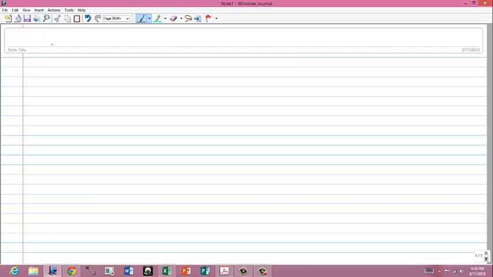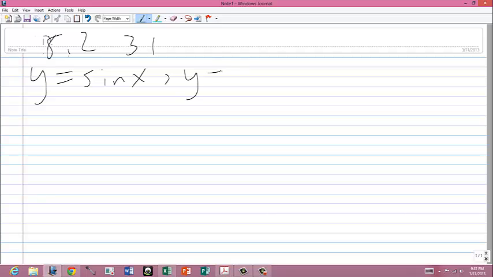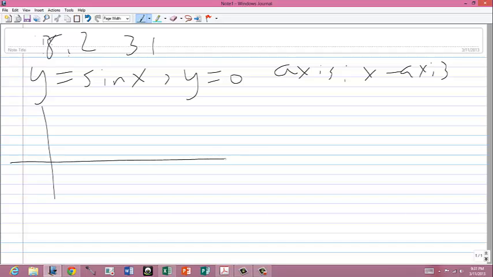All right, here's the solution to 8.2, number 31. In this case, we are asked to find the volume of y equals sine of x, the first arch, and y equals 0, rotated around the x-axis. As always, we would first start out with a sketch.